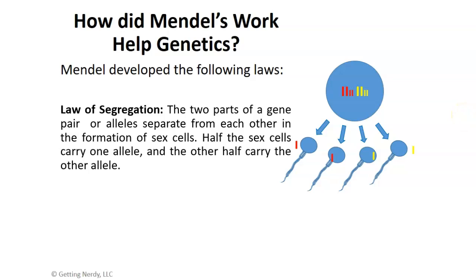The law of segregation says that 2 parts of a gene pair, or alleles, are going to separate from each other during the formation of the sex cells. So while meiosis is occurring and those sex cells are being made, the alleles are going to split, and one allele is going to go to each of the 4 sex cells. So half the sex cells are going to carry one allele and the other half will carry the other allele.